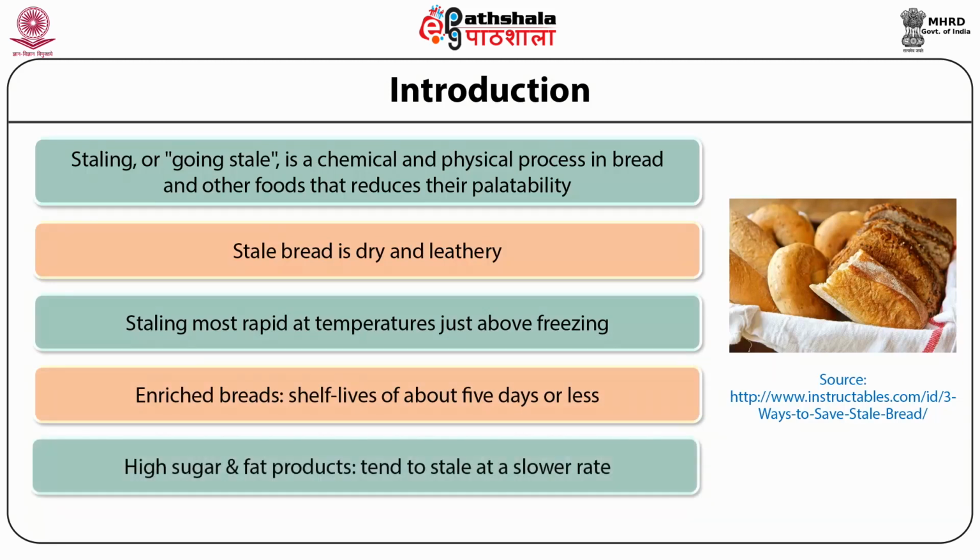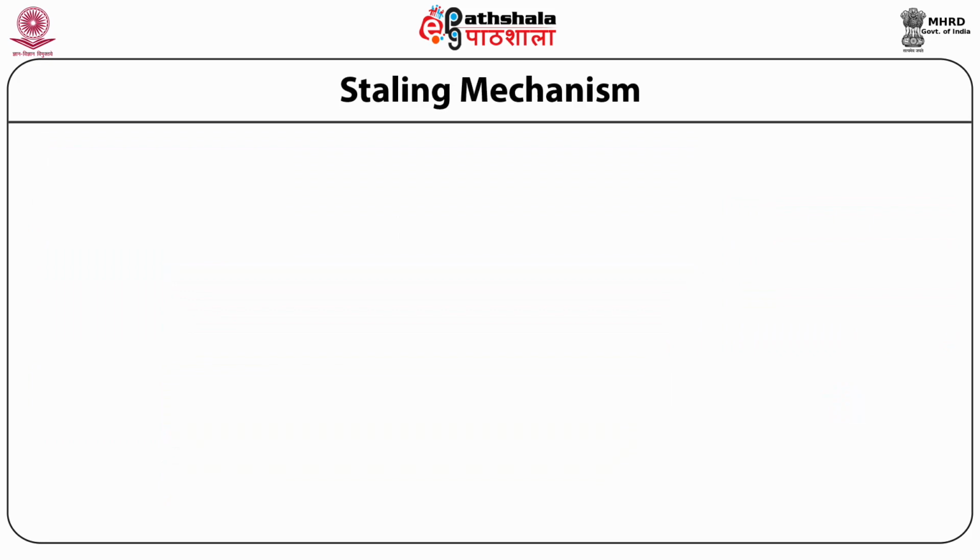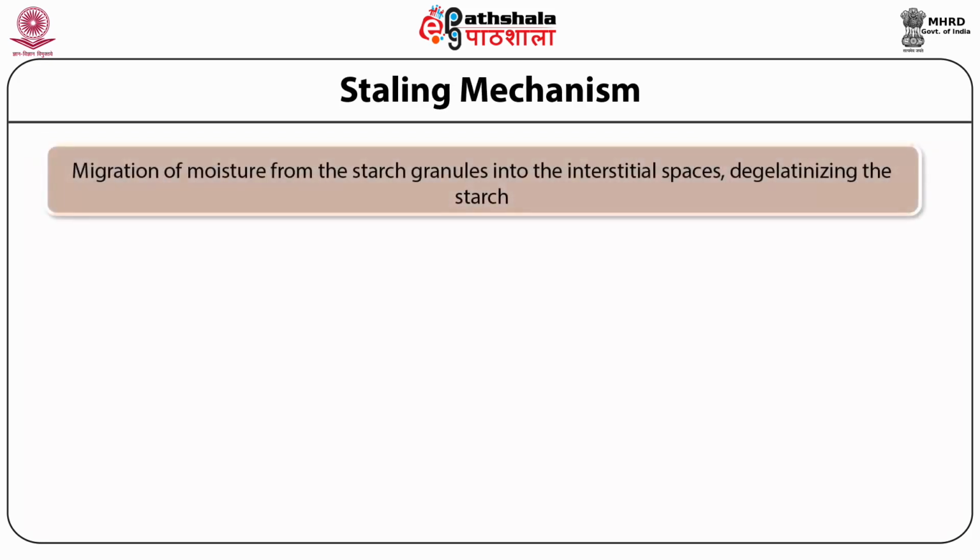High sugar and fat products tend to stale at a slower rate, but products containing less sugar and low fat will stale early, and nowadays, because of health issues, people are tending to use low sugar products as well as low fat products. So here the chances of staling increase and the shelf life of the products will tend to reduce in bakery products, especially breads. Let us first understand the staling mechanism. It is the migration of moisture from the starch granules into the interstitial spaces, degelatinizing the starch.